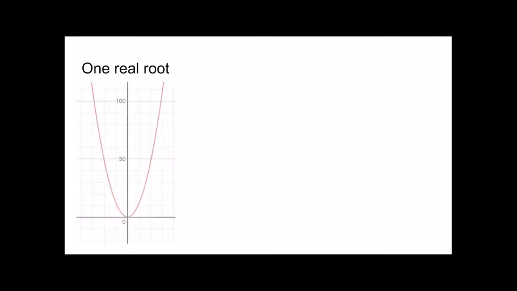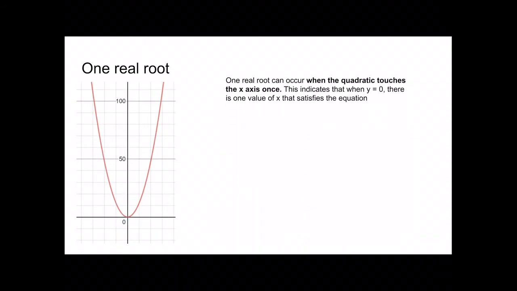One real root. This is an example of one real root. One real root is when the quadratic touches the x-axis once. This indicates that when y equals 0, there's one value of x that satisfies the equation. In the picture on the left, the quadratic touches the x-axis at one place, which is x equals 0. So x equals 0 is the only root of the equation, because it only touches the x-axis once. So this occurs when b squared minus 4ac equals 0.